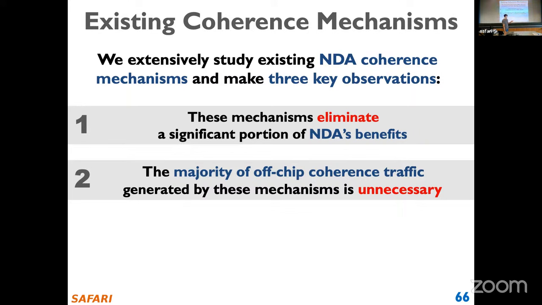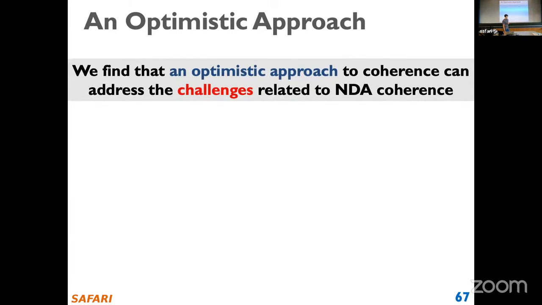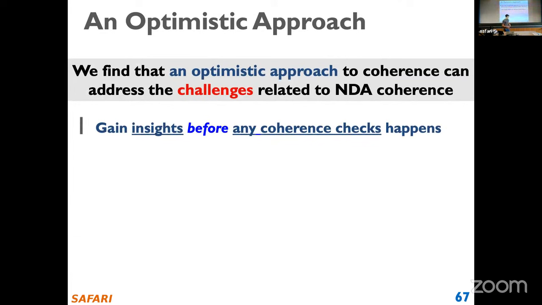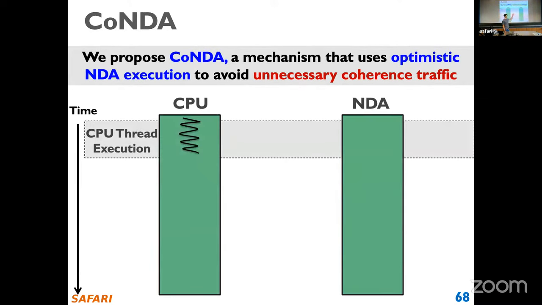The problem with the traditional coherence mechanisms, if we apply, for example, the MESI protocol, which is one of the protocols that was evaluated here: if you use a MESI protocol between the host processor and the PIM cores, a significant portion of the potential benefits is going to get eliminated, right? And those coherence protocols are not suitable for these kinds of PIM systems because they entail unnecessary data movement. So the CoNDA work proposes a mechanism that is optimistic in the sense that it assumes that coherence checks are not needed and just need to happen at some point. It optimistically assumes that the CPU and NDA accelerators or PIM cores are not going to access the same data at the same time.